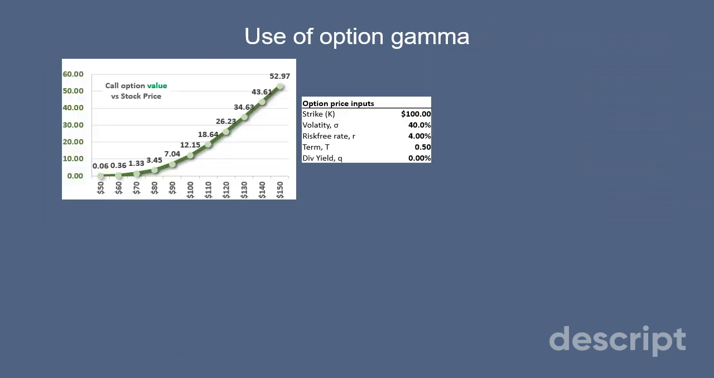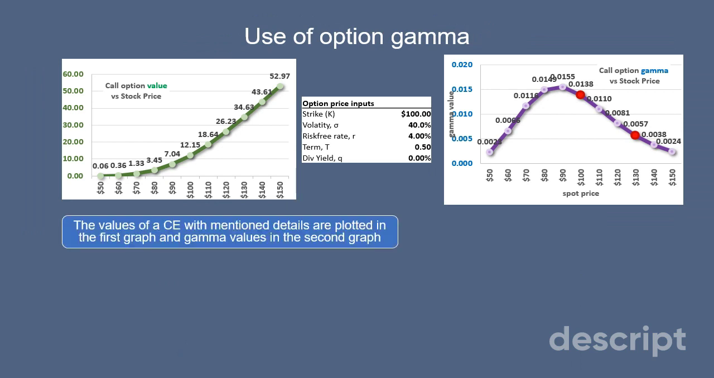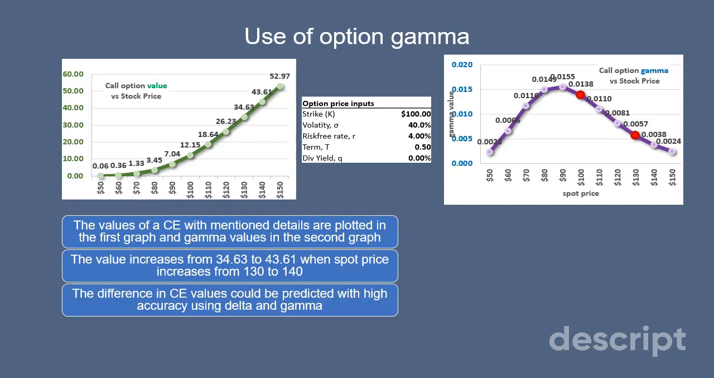Now, how to use gamma for predicting option price for a change in spot price of the underlying asset. The below graphs show the call option values and gamma values over various spot prices for an option whose details are given below. The call option value increases from 34 to 43.61 when the price increases from 130 to 140. The difference in call option values could be predicted with high accuracy using delta and gamma.